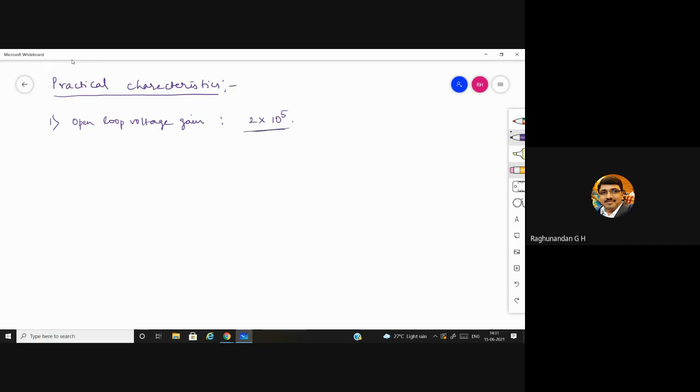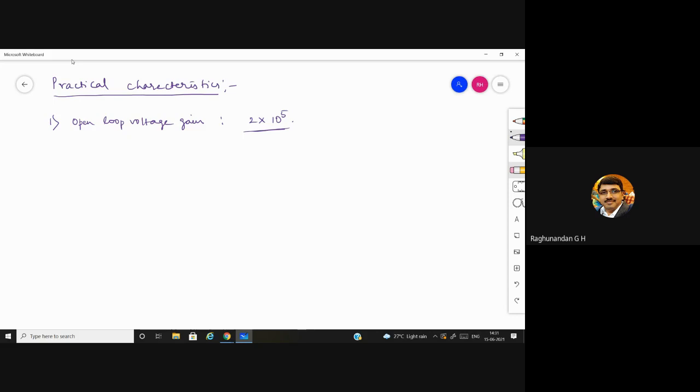We connect the feedback to reduce that gain because we don't require 2 lakh gain for any application. We don't require that much high gain. So we have to connect a feedback from the output terminal to the negative terminal. Then this 2 into 10 to the power of 5 will start dropping down, and based upon how we tune that feedback resistance, the gain will be set.